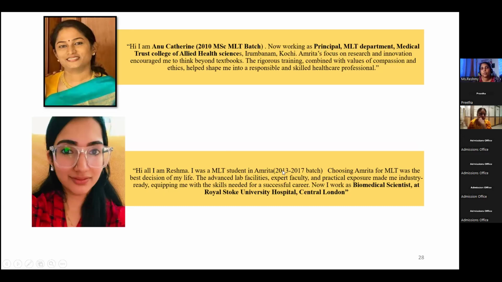Now Reshma is also from the 2013 batch, the same batch as Suvarna and Suramya. She is also working as a biomedical scientist at Royal Stoke University Hospital, Central London. So these are very few numbers that I've taken. I cannot include all the students because each year we are taking at least 12 to 15 students. So all of them are placed. None of them are standing jobless here. All of them have entered into some job.